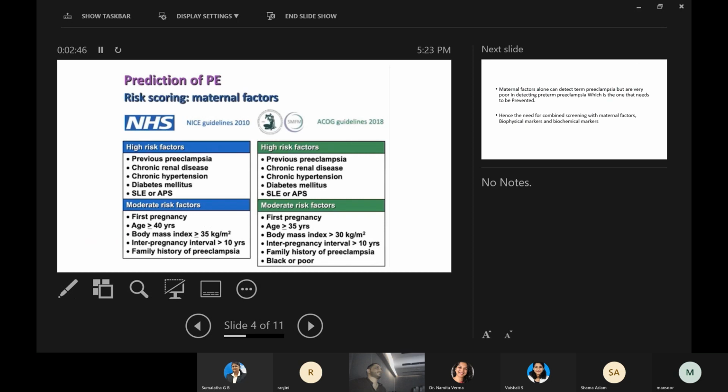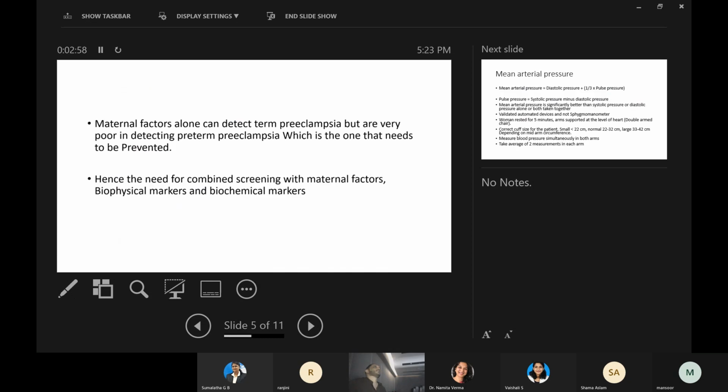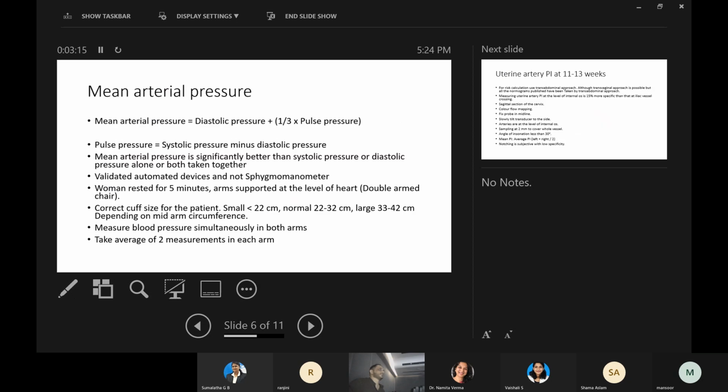So these are the maternal risk factors. This list we can have in our room. Every mother, keep asking these things. So again, we are going just beyond the scan and taking proper care of the patient. Then the maternal factors alone can detect term preeclampsia, but they are not good enough to detect preterm preeclampsia. Hence, we need more factors, biophysical and biochemical markers, to give a combined risk to the patient.